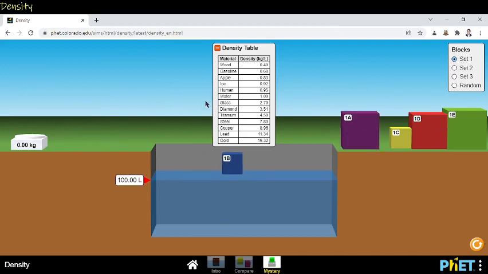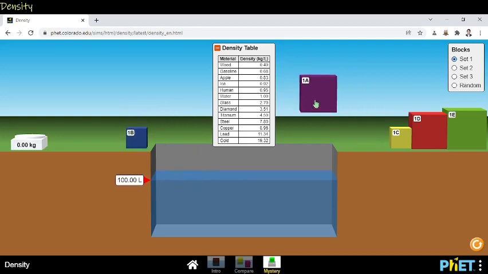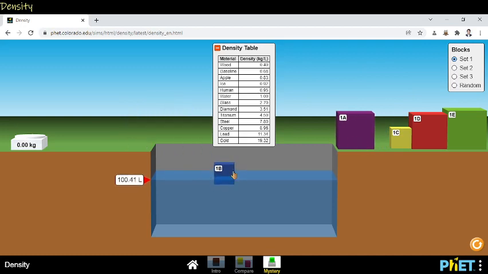And let's see about this blue box. Sorry, purple. The purple box is made of diamond, and the blue box floats. Maybe it's apple, gasoline, or wood. Let's find out. Of course, it will be less than the density of water. The density of water here is 1 from the table, and because it floats, the density should be less than 1. So it can be human, ice, apple, gasoline, or wood.